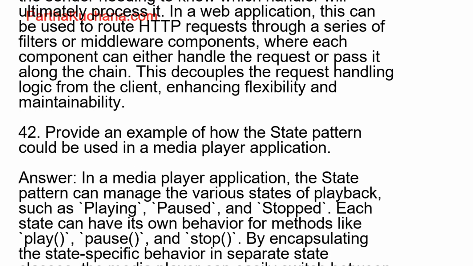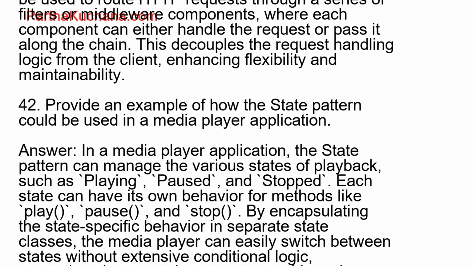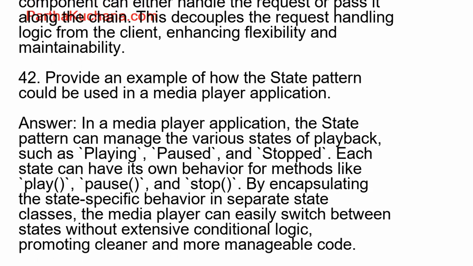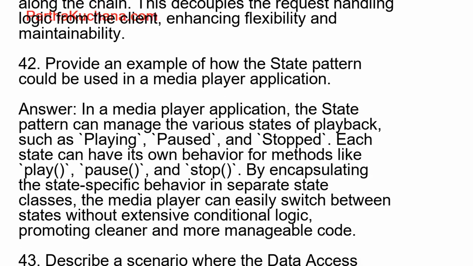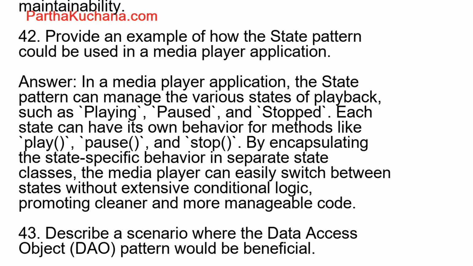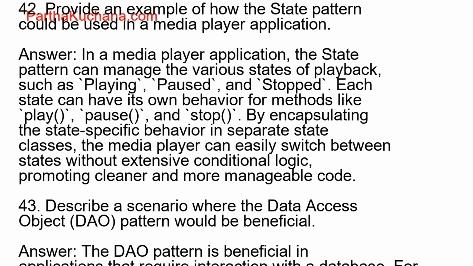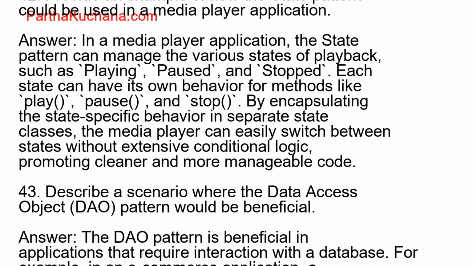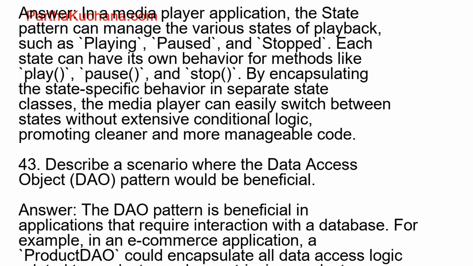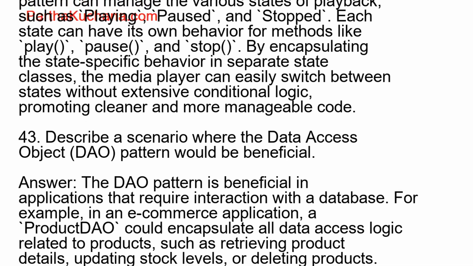44. How does the null object pattern prevent null reference exceptions? Answer. The null object pattern provides a default behavior for instances where a class would typically return null. Instead of returning null, a null object instance is returned that implements the same interface, but has no effect when its methods are called. This pattern helps to avoid null reference exceptions by ensuring that the client code can operate on objects without needing to perform null checks, simplifying the code and making it more robust.